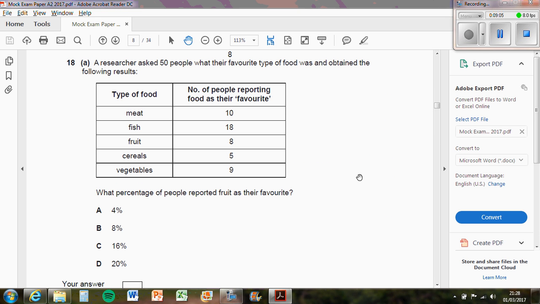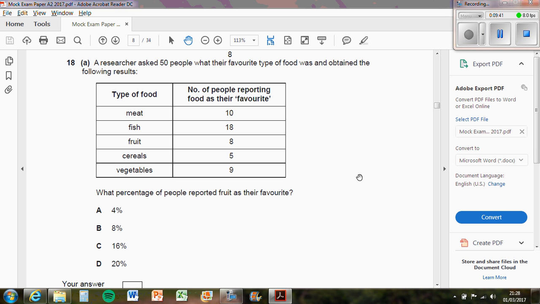18, so this question here is asking what percentage of people reported fruit as their favourite flavour. So basically, we look at fruit, there's 8 of them. Over the total, so there's 50 people, so it's 8 over 50, so write it as a fraction. And then the total percent that it could possibly be would be 100. If you double both the top and the bottom, it's going to be 16 over 100. So 16 over 100 means that it's 16%. So the correct answer is 16%.